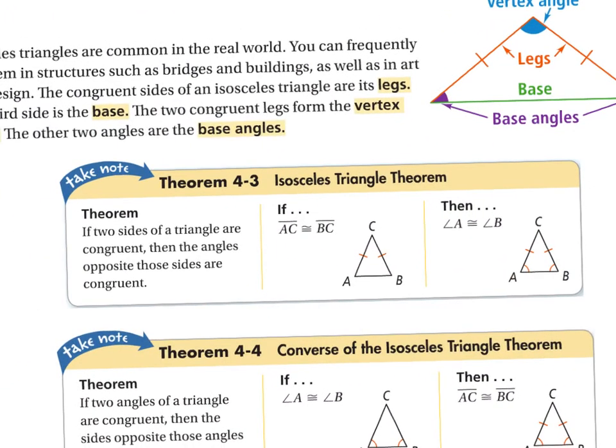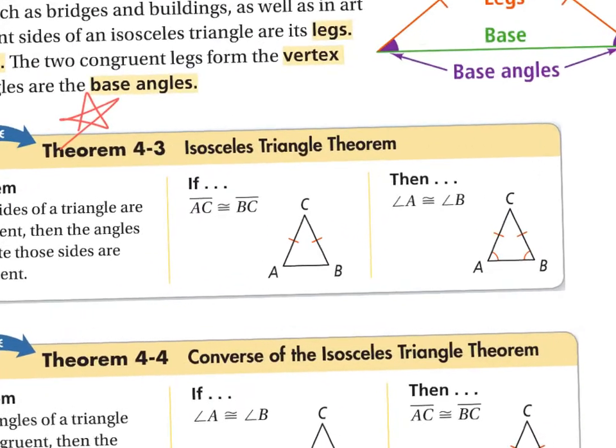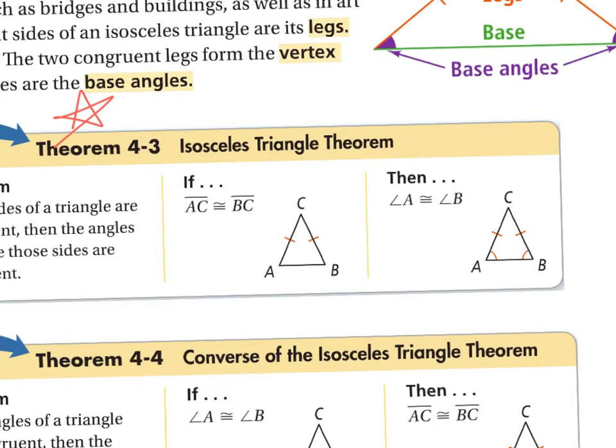Okay, here's the isosceles triangle theorem. You are going to use this a lot, so please try to memorize it. So if you have an isosceles triangle, so you know that because AC is congruent to BC, then that means angle A is congruent to angle B. So your base angles are congruent. So we're going to be using this a lot whenever we are solving for angles, so definitely keep that in mind.